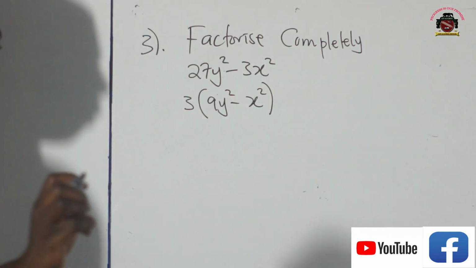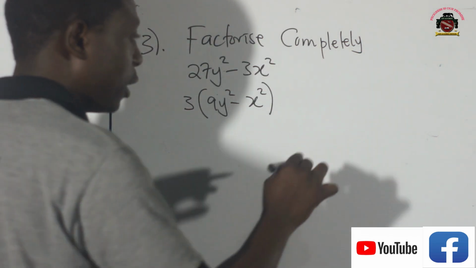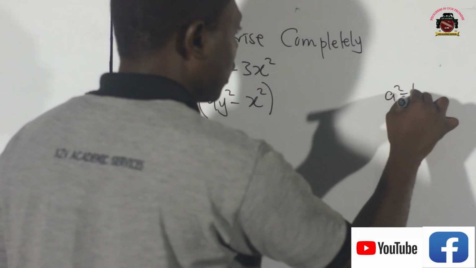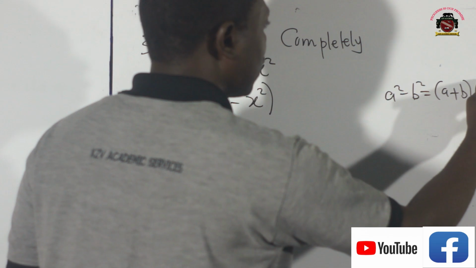Now from this one, remember that they're saying factorize this one completely. Remember the difference of two squares. When we have a squared minus b squared, it's the same as saying a plus b, and then here we have a minus b.